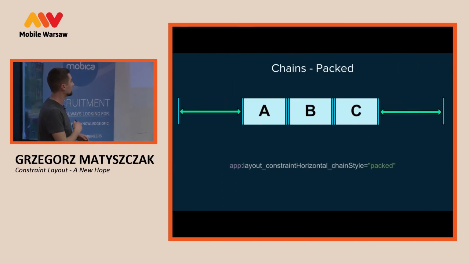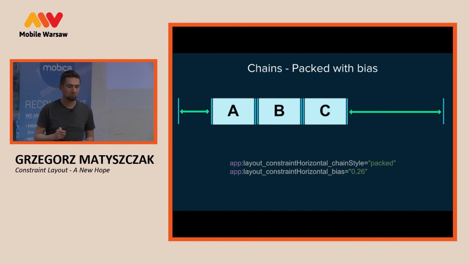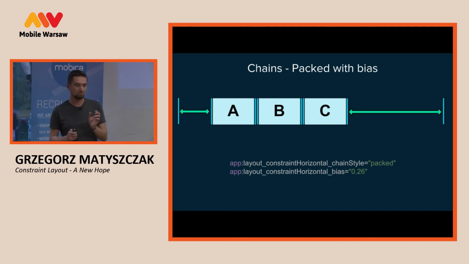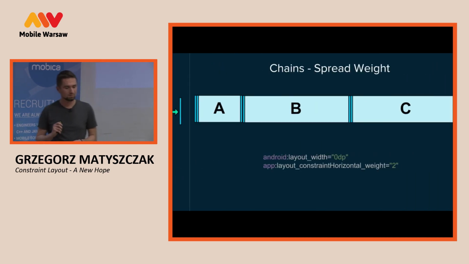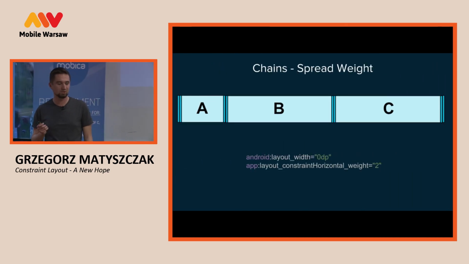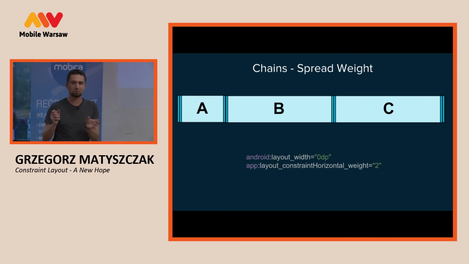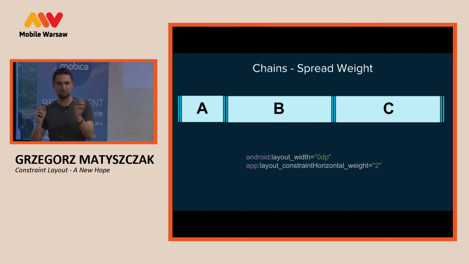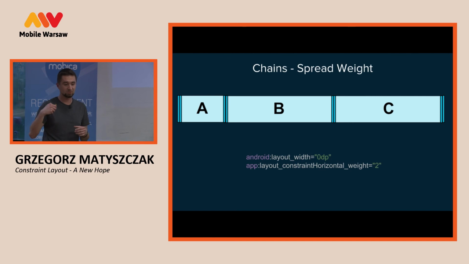And there's another style called packed. It will pack all the views inside. If we have packed, we could also set a bias to that. And another style is spread weighted. It's basically the idea from linear layout where we set width to be 0 dp, and we set weight, and it's just going to divide the available space considering the weights that it has.